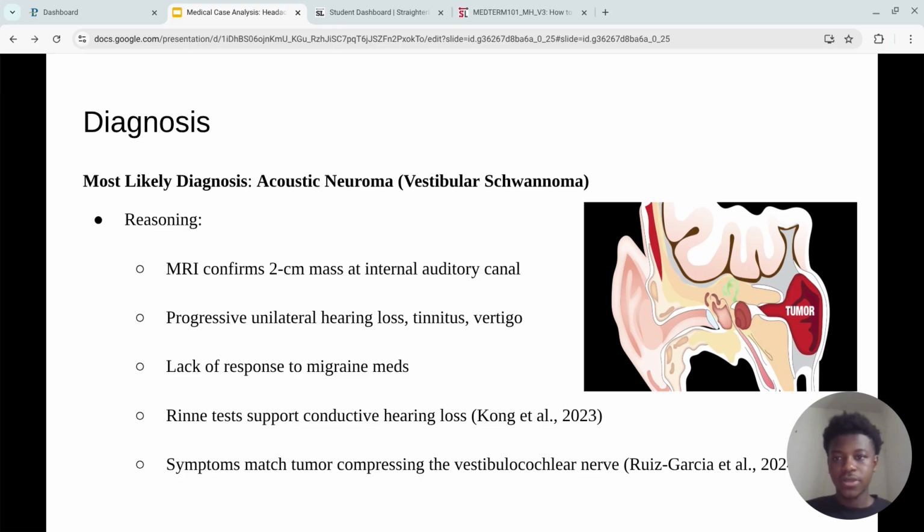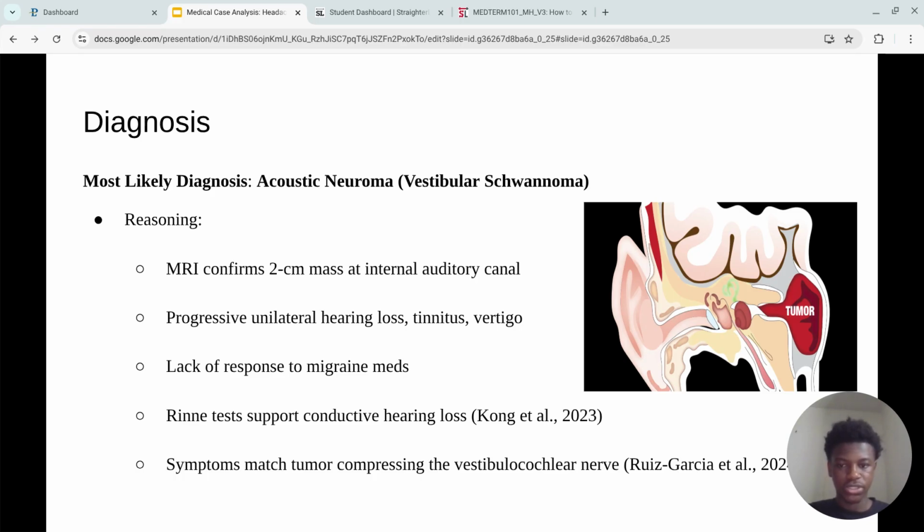As far as the diagnosis, I most likely believe it is an acoustic neuroma, which is also called vestibular schwannoma. The reasoning being, the MRI confirmed the 2 centimeter mass at the internal auditory canal. Secondly, there was progressive unilateral hearing loss, tinnitus, and vertigo, which are also characteristic of this diagnosis. There was a lack of response to migraine meds. And it's also shown that the Rinne test supported conductive hearing loss, and it's a reliable method for finding out if a person has acoustic neuroma or not.